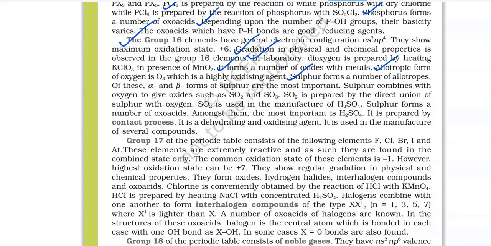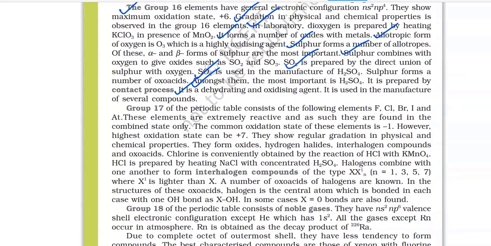Sulfur forms a number of allotropes. Of these, alpha and beta forms of sulfur are the most important. Sulfur combines with oxygen to give oxides such as SO2 and SO3. SO2 is prepared by the direct union of sulfur with oxygen. SO2 is used in the manufacture of H2SO4. Sulfur forms a number of oxoacids. Among them, the most important is H2SO4. It is prepared by the contact process. It is a dehydrating and oxidizing agent. It is used in the manufacture of several compounds.